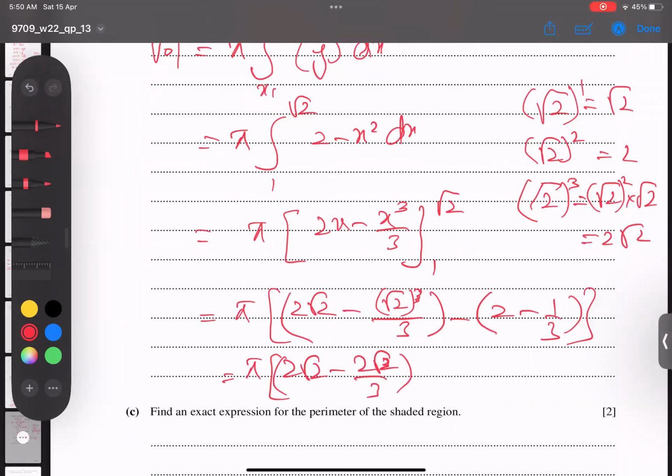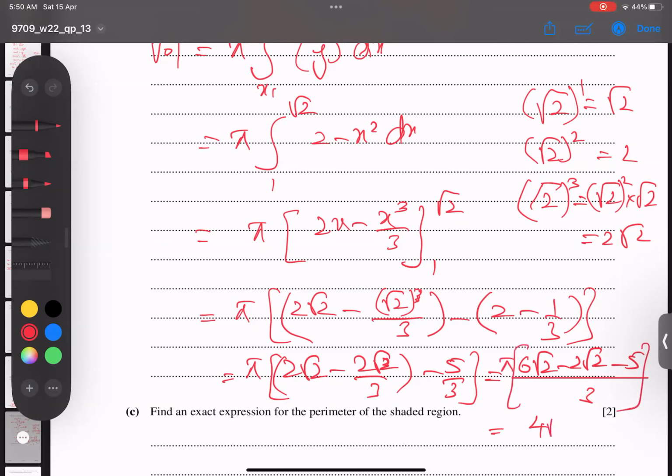Upper limit done. And what is the lower? 2 minus 1 over 3 is 5 by 3, so minus 5 over 3. Up till here, okay. Take LCM, 3 is the LCM. First take LCM inside: 3 will multiply 6. So I get 6 root 2 minus 2 root 2 and minus 5. All right. So 6 root 2 minus 2 root 2, we get 4 root 2, and pi is still outside. Make sure.